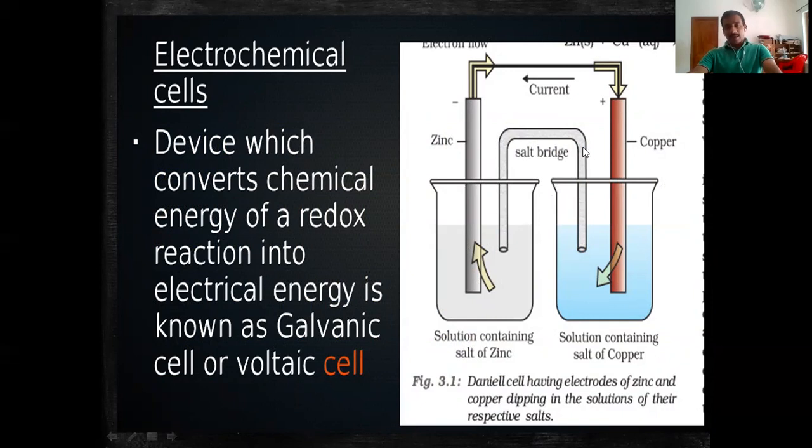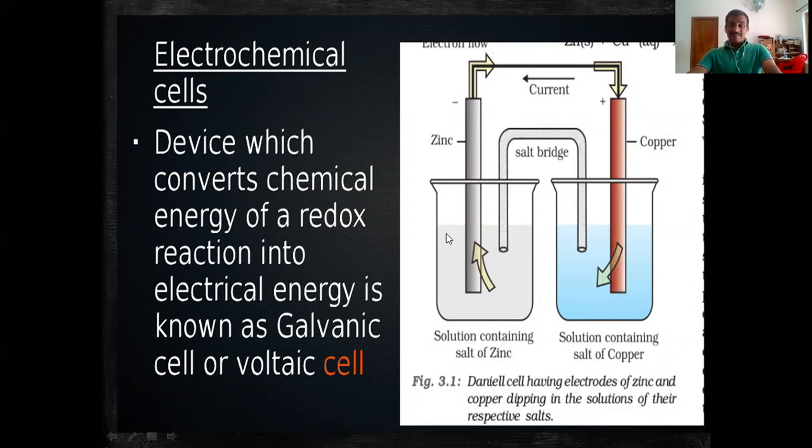It is a salt bridge. It gives an ionic contact between anode compartment and cathode compartment. Actually, the salt bridge maintains the flow of current in a galvanic cell.